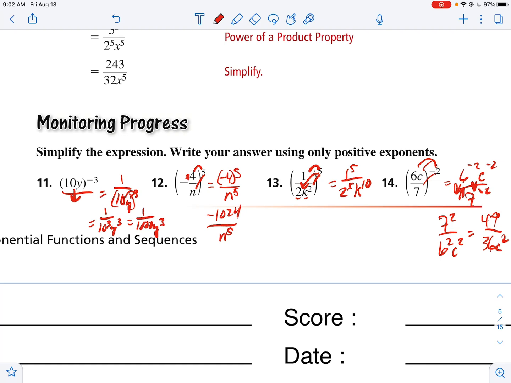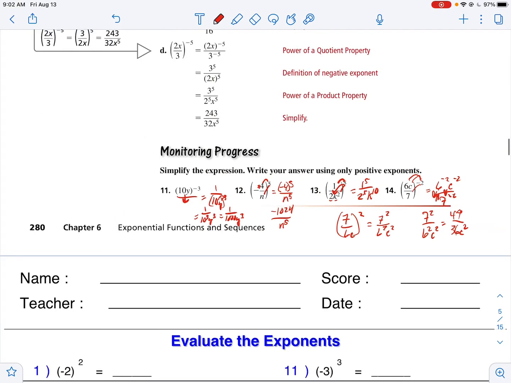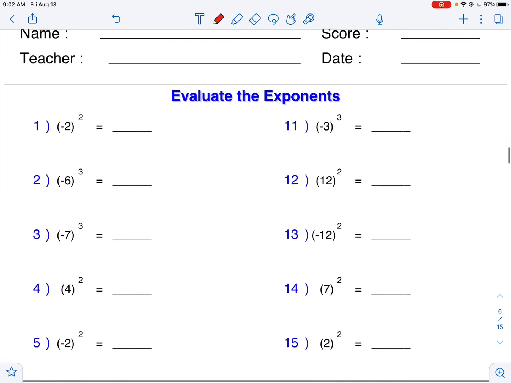You could also, when it's a fraction and a negative, flip the fraction, make it positive. So it becomes 7 over 6c squared, and then we distribute 7 squared, 6 squared, c squared, and it still gets us 49 over 36c squared. Okay? That's how they go. Let's look at each page.